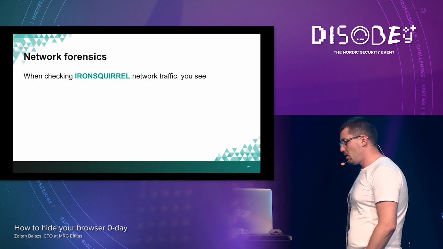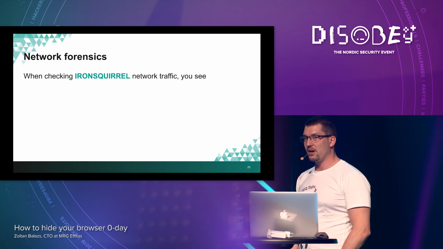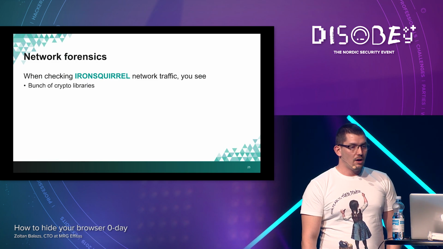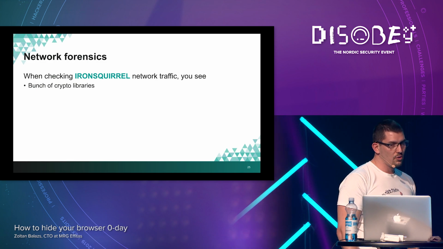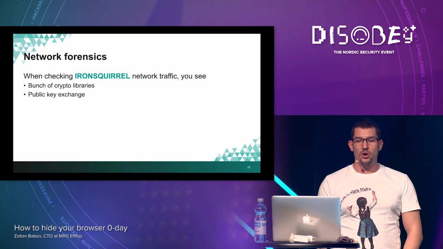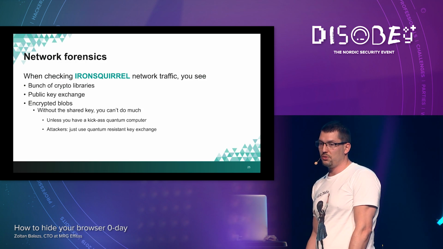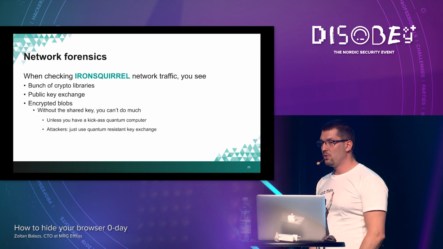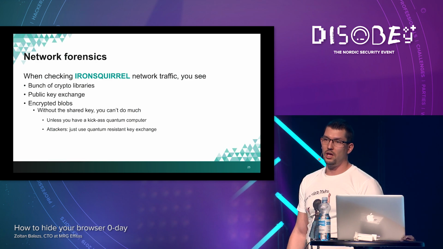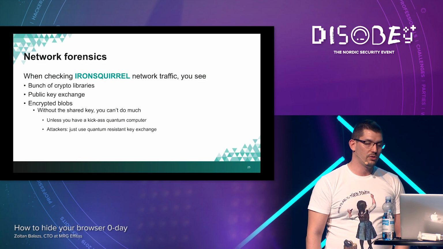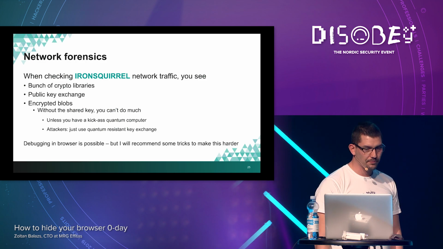So let's have a look at this encrypted exploit delivery from the network forensics point of view. Whenever you look at the wire, you will see a bunch of crypto libraries, public key exchange, and some encrypted blobs. And if you don't have the shared key, then you cannot really do much with decrypting these blobs.